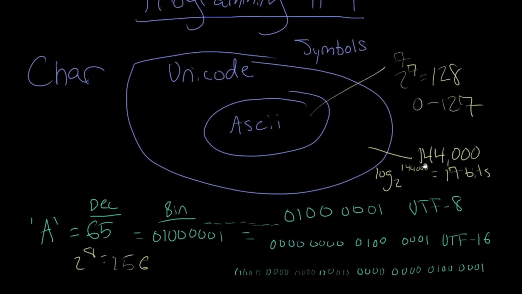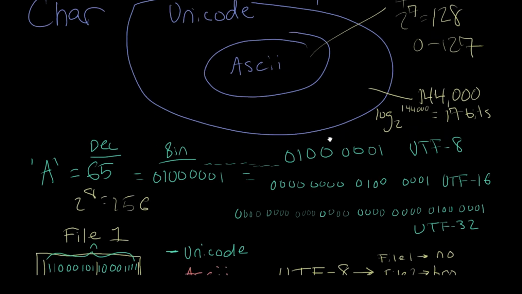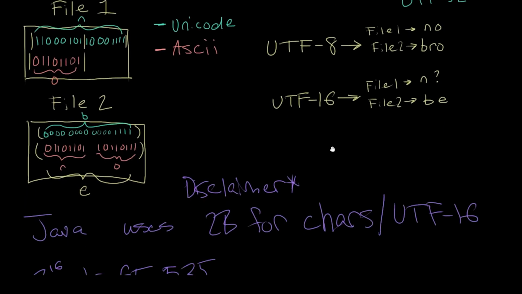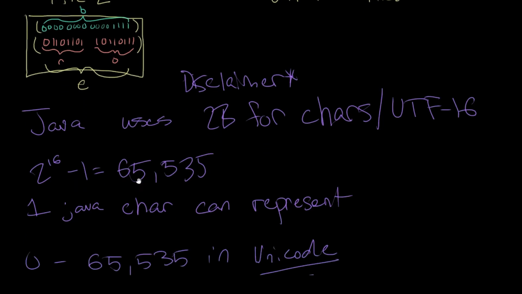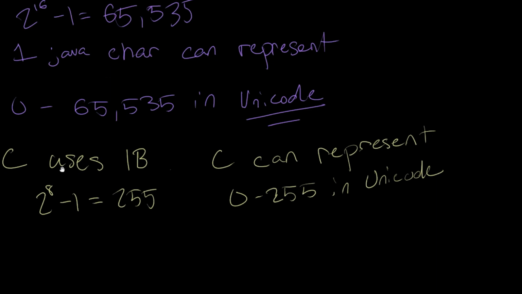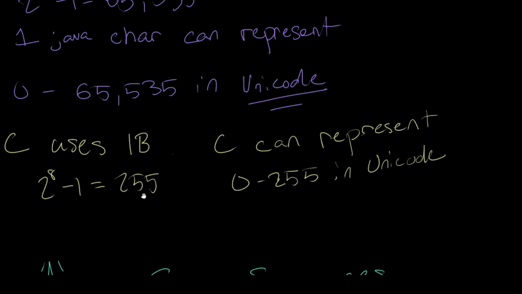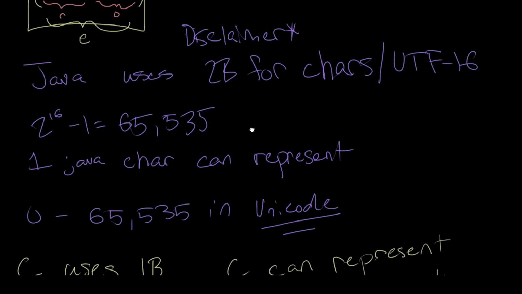Okay, so in the Unicode there are currently 144,000 symbols included. To represent all of these symbols, we would need each character variable to have 17 bits of memory. But not all programming languages are built equal. For example, Java uses 2 bytes, so 16 bits to represent their characters. This would give them a total of 65,536 possible characters, or 65,535 because we start at 0. And a language like C uses 1 byte for its characters, so it could only represent 256 characters. So there's a big difference there.